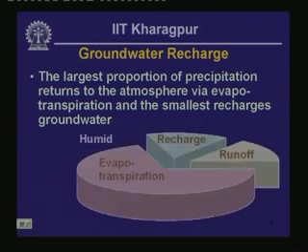So this pie chart here gives you the proportion that you could expect in a humid environment for recharge, and you can see that evapotranspiration is approximately 70% of the total precipitation received in the area. Approximately 15% is lost as runoff. Only 15% is available for groundwater recharge.